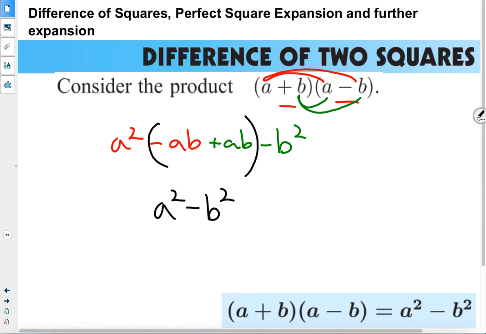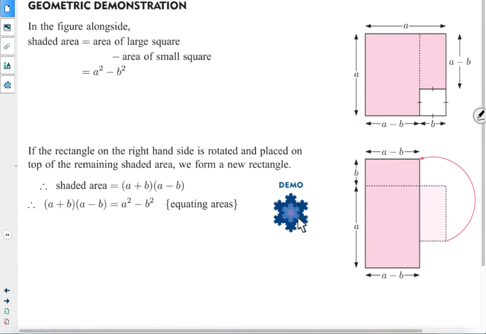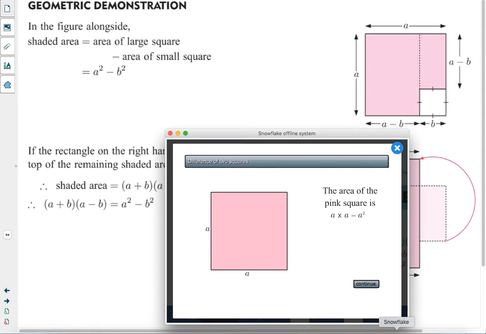So we can see that if we have the difference of two squares, that is coming from expanding out a value plus another value times the value minus that value. So that's what we'll refer to as the difference of two squares. So let's look at an example here. This can be shown with a geometric demonstration. So let's go ahead and pull up this applet.